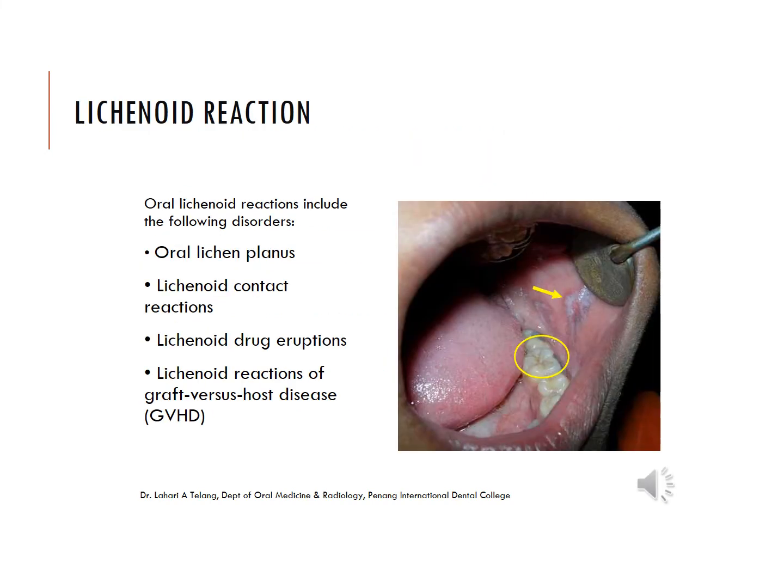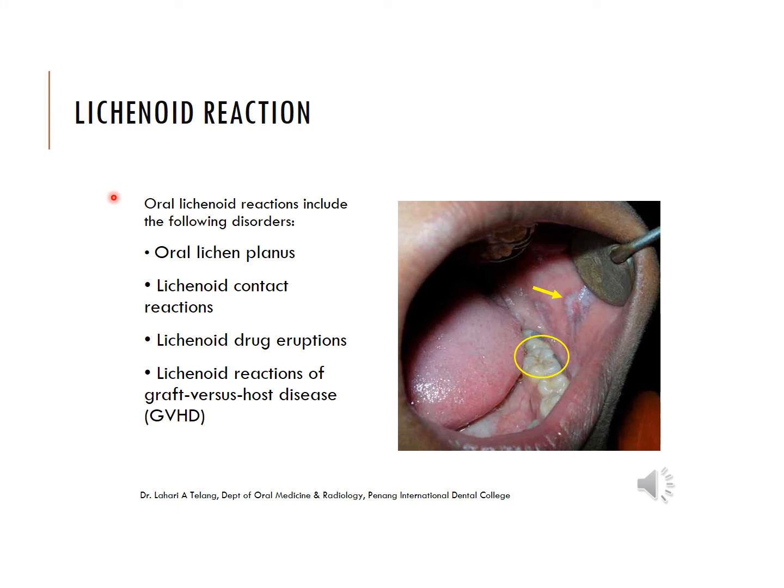So this is a picture of a lichenoid reaction pointed out in yellow. You can see here that it looks white on the outside, red in the center, and some grayish purple areas here. Very difficult to make out from lichen planus. Looks exactly like lichen planus. But the only difference here is that there's an amalgam restoration on the buccal surface of this molar here, and another one here, which could be the reason why this patient is having a lichenoid contact reaction.